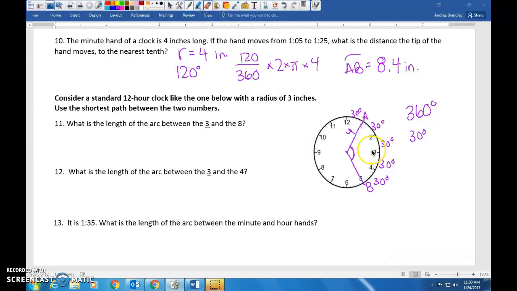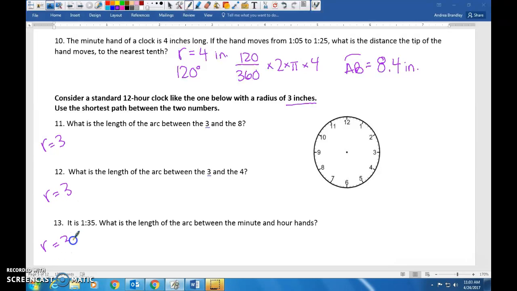So I'm going to go ahead and erase what I've written on this clock so I can rewrite with my new information. So we have a standard 12-hour clock. This one has a radius of 3 inches, so it just tells me. So on all of these, my radius is equal to 3. What is the length of the arc between 3 and 8? So I'm going to start at 3 and 8. Ooh. So I'm trying to find the length of this arc right here.